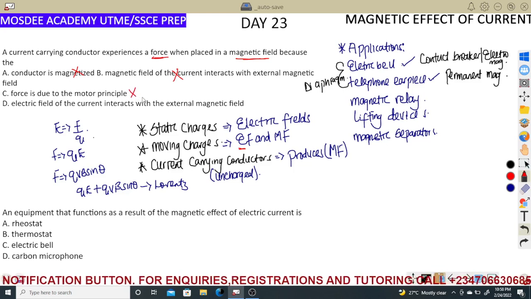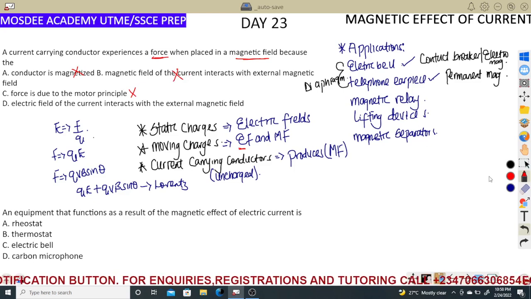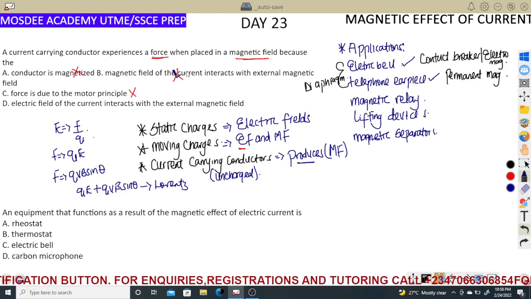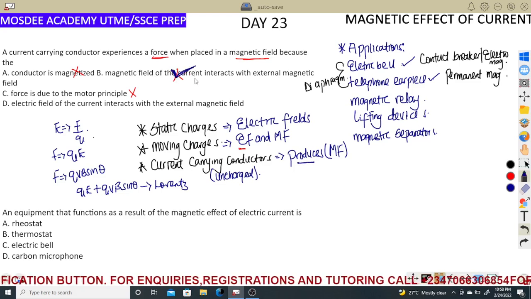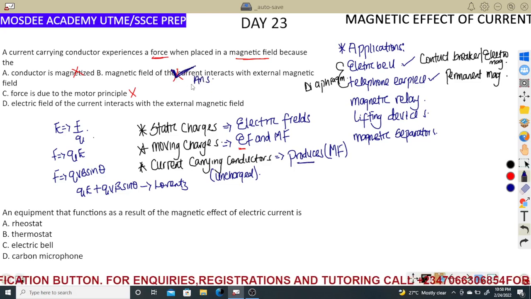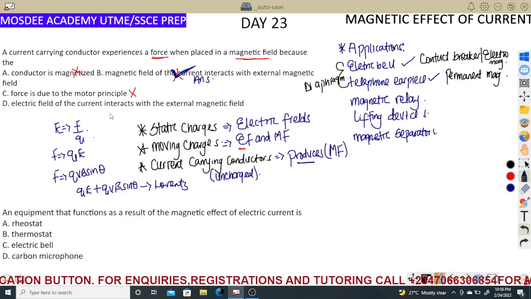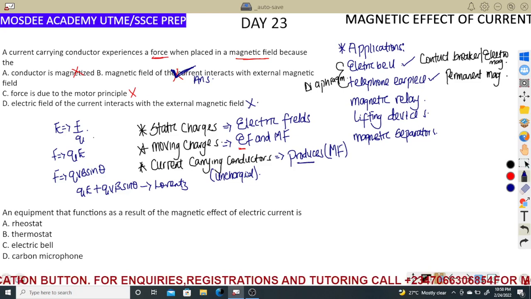I hope you are there. Sorry, let us take this one very well. Let's understand. Magnetic field of the current interacts, yes. Current carrying conductor. Sorry about that. They only produce what? Magnetic field. So this is the right answer. Sorry, I would have screwed that. This is the answer. Magnetic field interacts with external magnetic field. So electric field of current, they don't produce electric field. I just told you that.